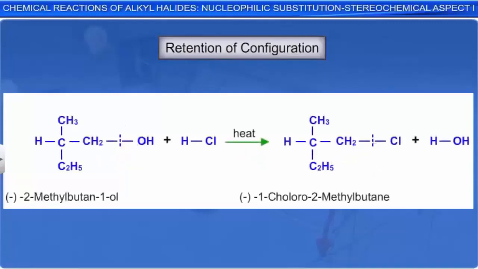In general, if there is no detachment of the bond attached to the stereocenter in the chemical transformation, then the product will have the same configuration of the groups around the stereocenter as that of the reactant or the substrate. Such a reaction is said to proceed with retention of configuration. In the reaction that takes place when (-)-2-methylbutan-1-ol is heated with concentrated hydrochloric acid, there is retention of configuration as shown here.